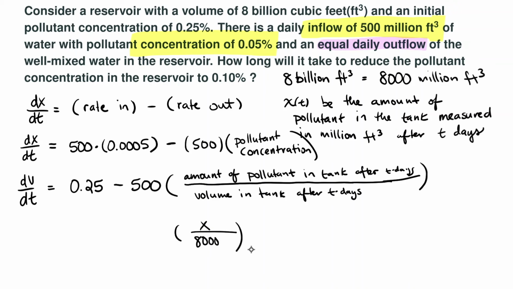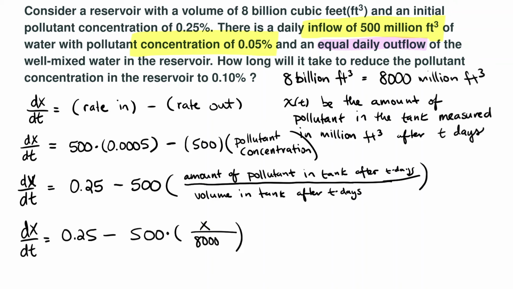But now we've expressed the pollutant concentration, and we have our formula dx/dt equals 0.25 when simplified, minus 500 times x over 8,000. So at this point, we've finished with this setup.